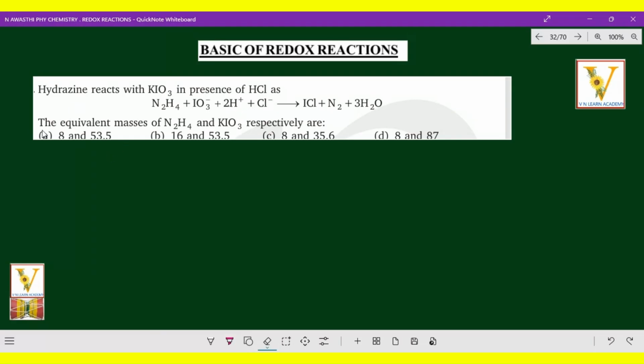It's simple, easy. First and foremost, we have to write the equation. They themselves have given it. Second, we have to identify the oxidation numbers. Third, how many electrons are being lost or gained. According to that, we have to identify the n factor. So here the first one, what is it?